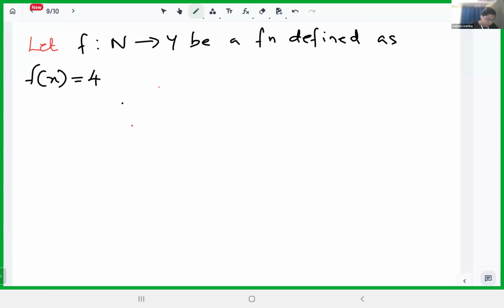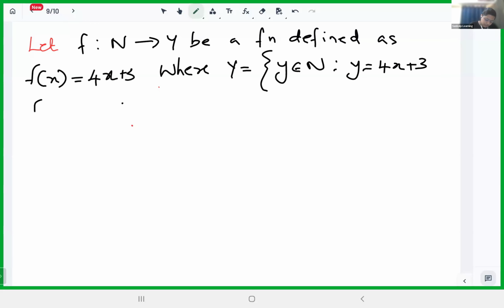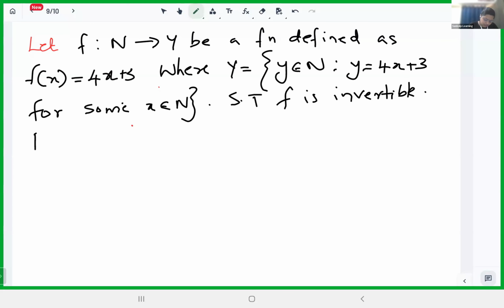Let f from N to Y, where N means the set of natural numbers and Y is another set, be a function defined as f of x is equal to 4x plus 3, where Y means the set of all y element of N such that y is equal to 4x plus 3 for some x belongs to N. Show that f is invertible. Find the inverse of f.